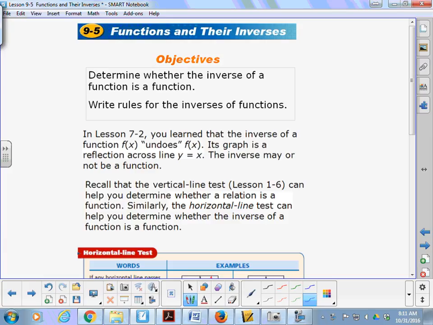So today we are going to look at inverses again. We did this in Chapter 7 with logarithms and exponential functions. But we're going to determine whether the inverse of a function is a function, first of all, which is pretty basic because we use the vertical line test for telling whether something was a function. We're going to use the horizontal line test to tell whether the inverse is a function. And we're going to write rules for inverses of functions. And then we're also going to use composition today, like what we did the other day.